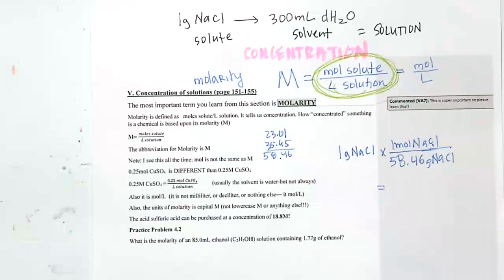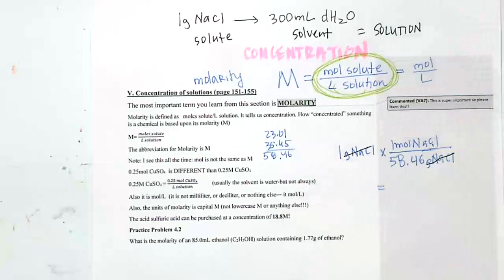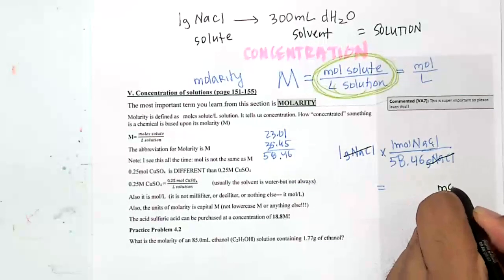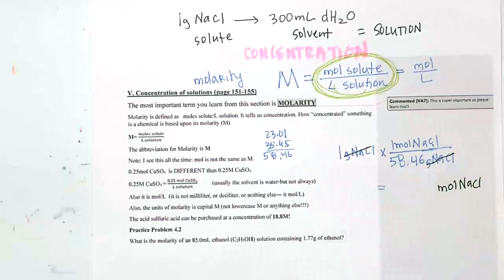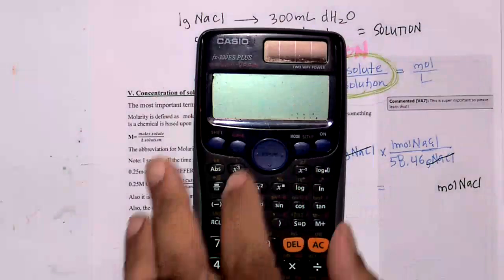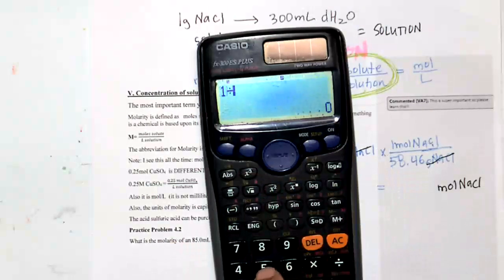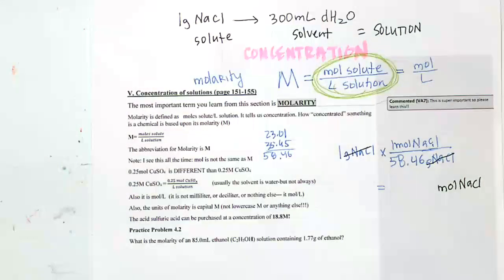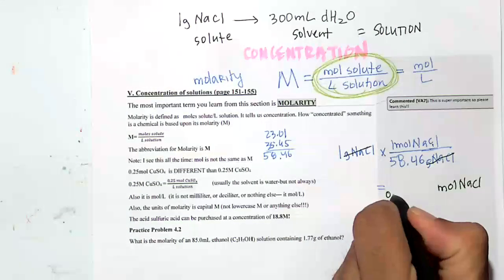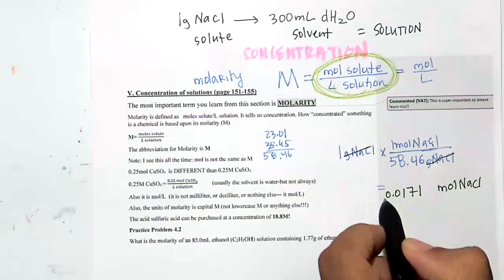So what's 1 gram divided by 58.46 grams? The grams cancel, leaving you with moles of NaCl. 1 divided by 58.46, what do you guys get? 0.017. Yep, you're right. Thank you. 0.0171 moles of sodium chloride.